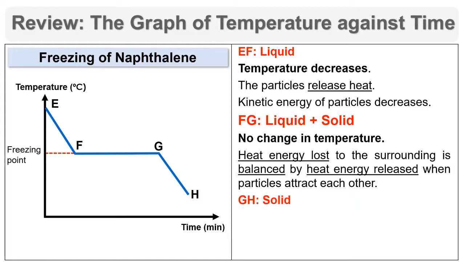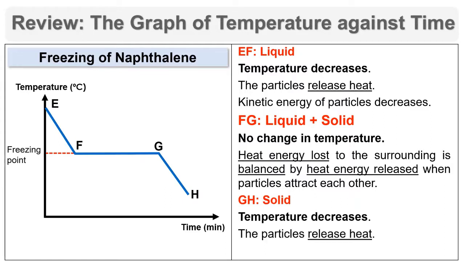From G to H, temperature decreases. Naphthalene exists in solid state. When cooled, the particles release heat and vibrate slower. Kinetic energy of particles decreases.